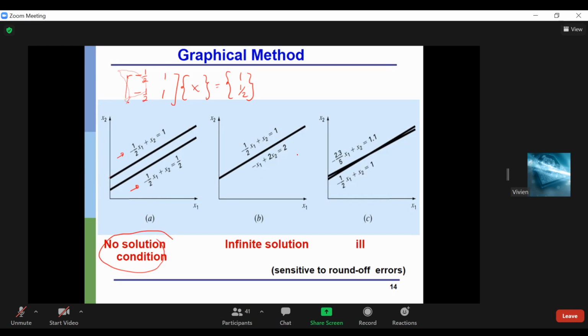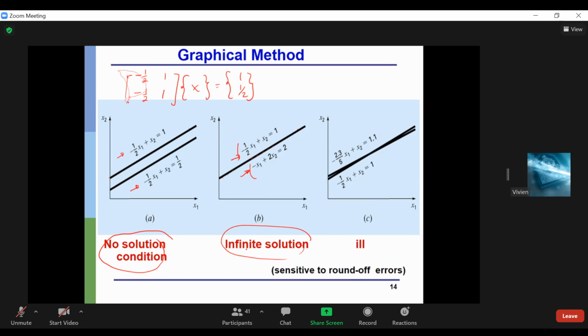Now we have another system with two equations, in which the second equation is actually twice the first equation. So this is actually the same equation, and these two lines coincide with one another. What happens here? All of the points on the line will be the solution, because all of the points on the line satisfy both the first equation and the second equation. So in this case, we have infinite solutions.